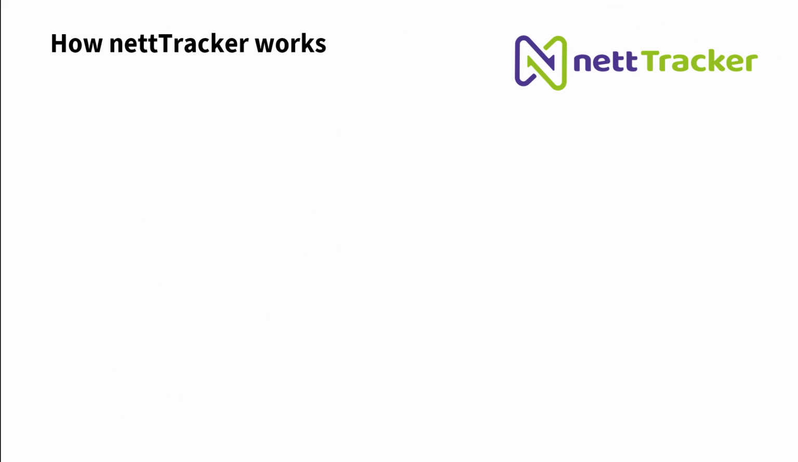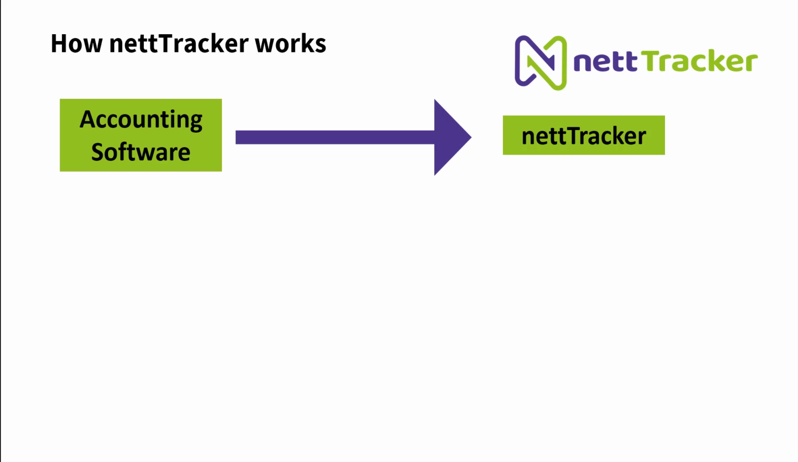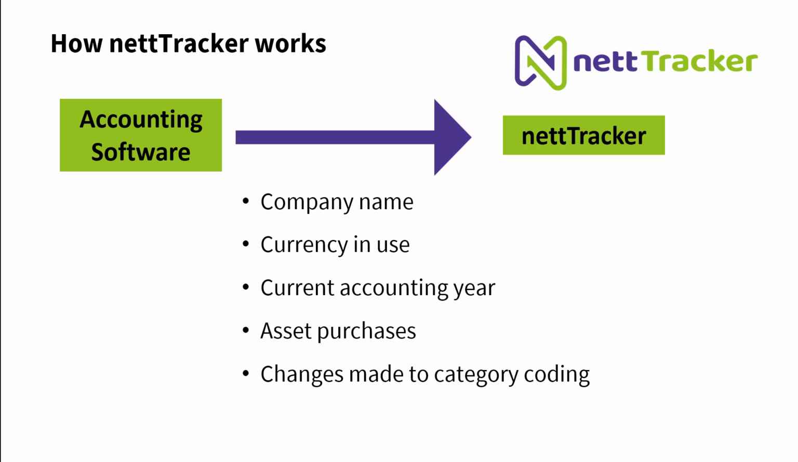So if we look at how nettTracker works, let's look at the data that's coming from our accounting software into nettTracker. When we set up, this is going to be the company name, the currency that's in use, and what the current accounting year is. Asset purchases will then be detected based on our settings, and if we make any changes to those asset purchases in our accounting software, we'll be notified of those changes.